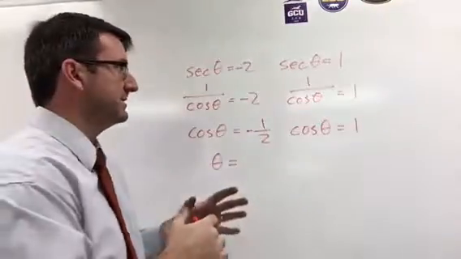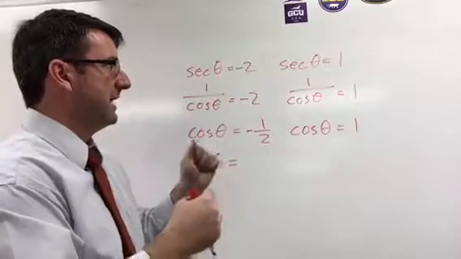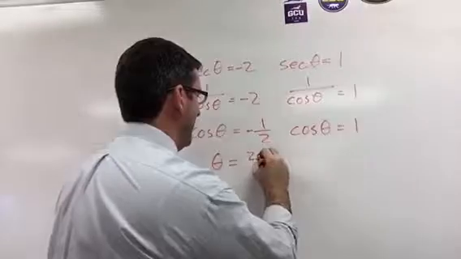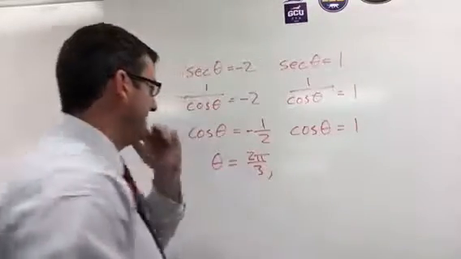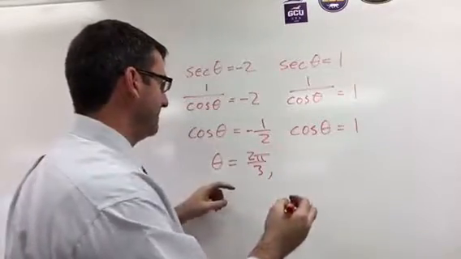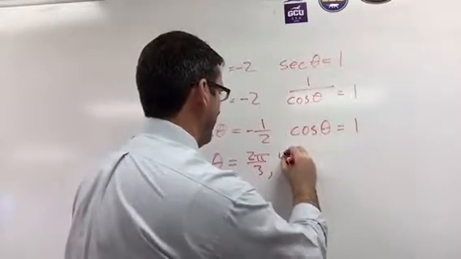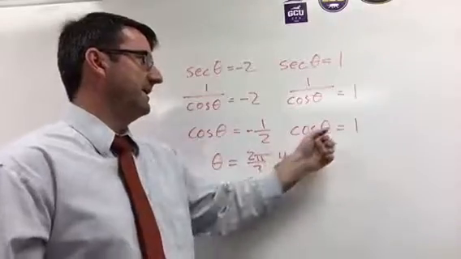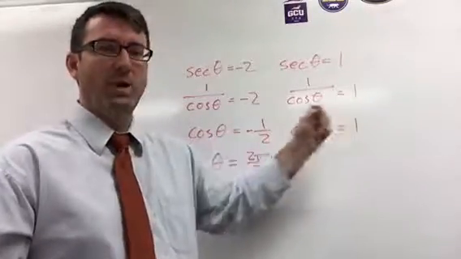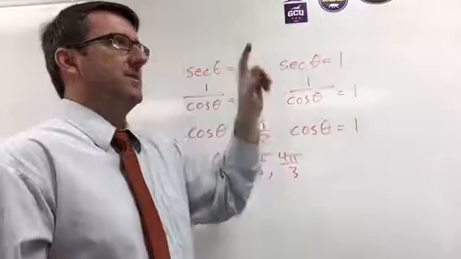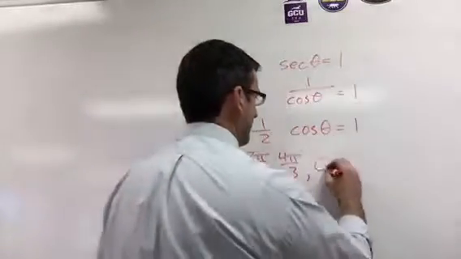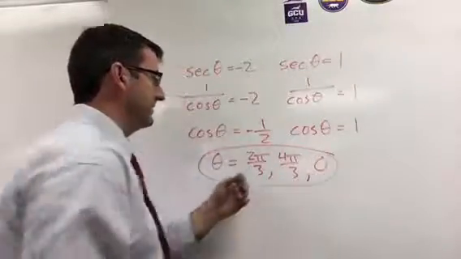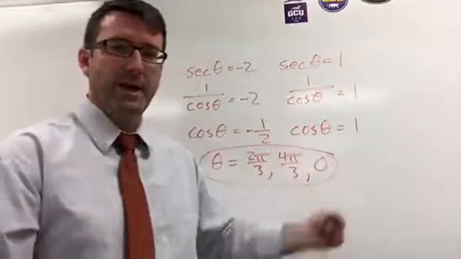And if we go onto our unit circle, cosine is going to be negative 1/2 at 2 pi over 3 and at 4 pi over 3. And then when cosine theta is equal to 1, theta is going to be 0. And so those are our 3 answers there. Theta equals 2 pi over 3, 4 pi over 3, and 0.